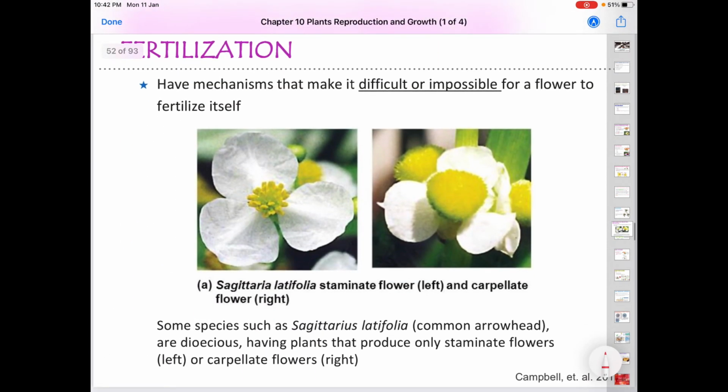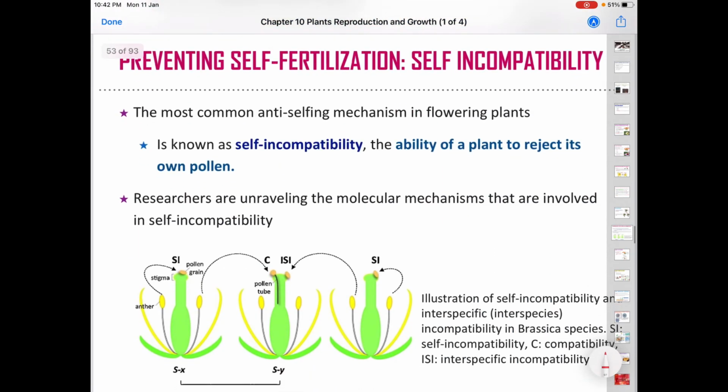The second is Sagittaria latifolia. This kind of plant has two types of flowers, the staminate flowers and the carpellate flowers. So this plant is dioecious. In one plant, they only have one type of gametophyte, either male or female.